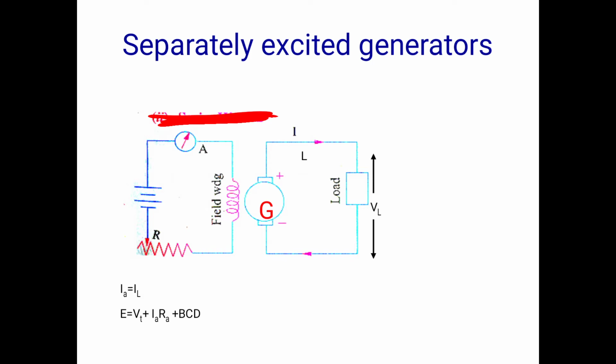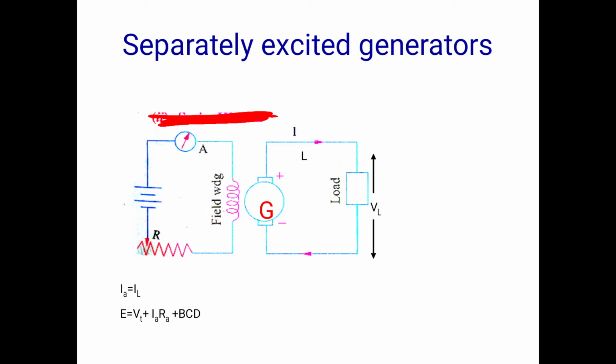So VL is load voltage, IL is load current. VL is also called the terminal voltage, so it is also represented by V suffix T. V suffix T means terminal voltage. Similarly, the load current is also called the terminal current, represented by I suffix T.